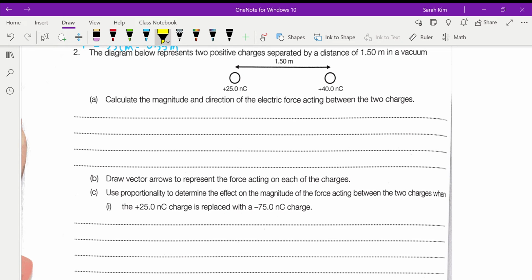Right, this question is pretty similar. There's a positive charge and a positive charge. Distance is 1.5 meters. Calculate the magnitude and the direction of the electric force acting between the two charges. So again, starting with my facts. So my R is 1.5 meters.